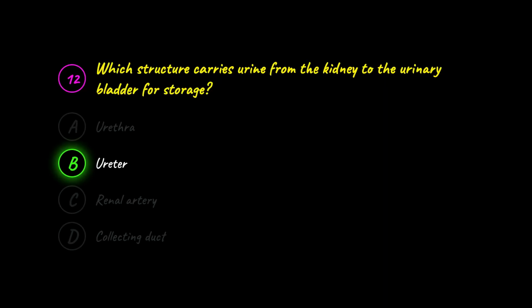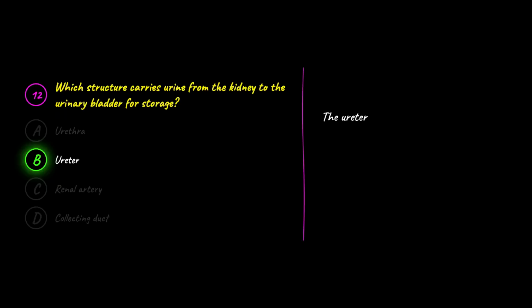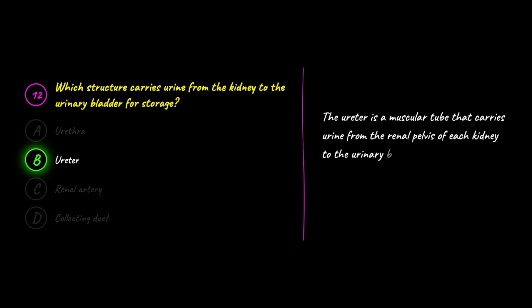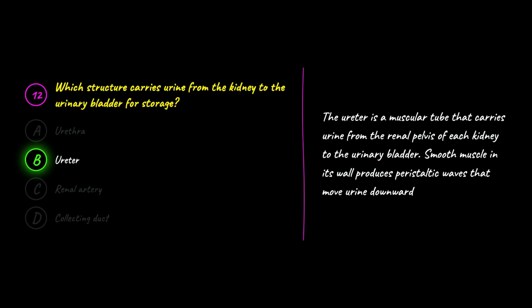The correct answer is B. Ureter. B is correct because the ureter is a muscular tube that carries urine from the renal pelvis of each kidney to the urinary bladder. Smooth muscle in its wall produces peristaltic waves that move urine downward toward the bladder.